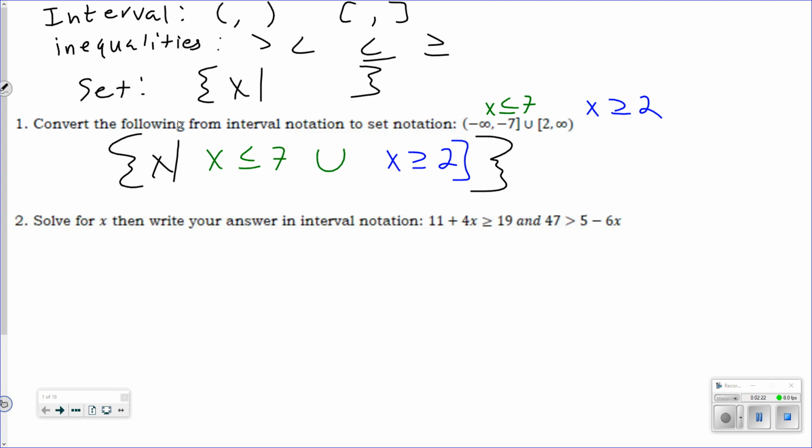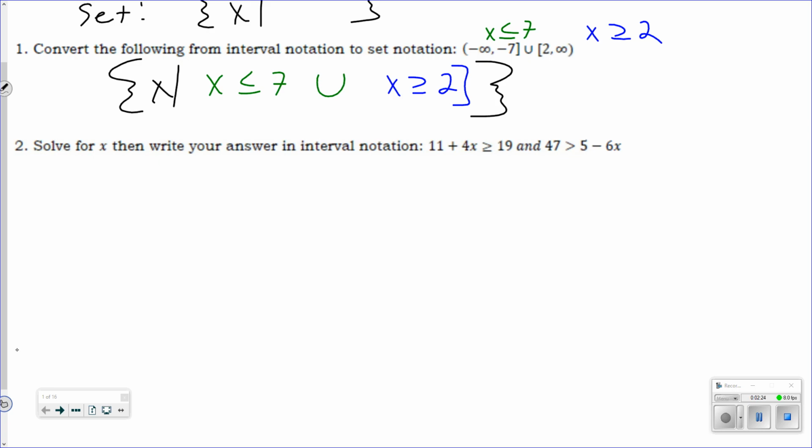That's number 1. Number 2, solve for x and write your answer in interval notation. Remember, the notation matters. If we tell you to write it a certain way, you have to write it that way. This is an and statement, which is talking about the overlaps. So I'm going to solve each one by itself. I have 11 plus 4x is greater than or equal to 19. Subtract the 11, 4x is greater than or equal to 8. x is greater than or equal to 2.